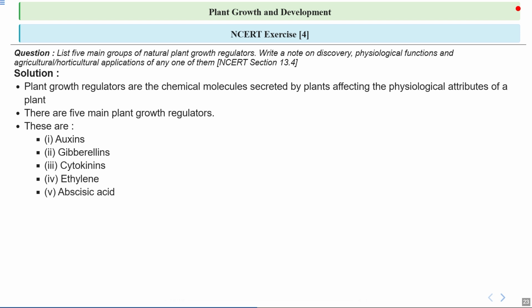Now, finally, we have abscisic acid. This hormone helps plants cope with stress like drought and induces seed dormancy. It is sometimes called the stress hormone of plants.